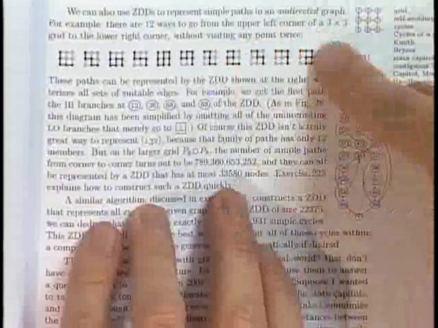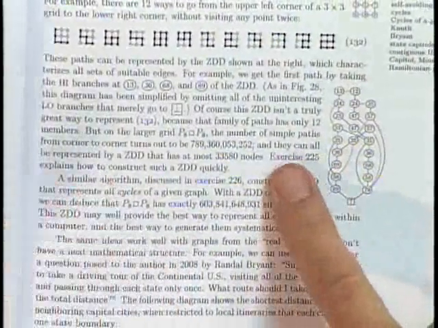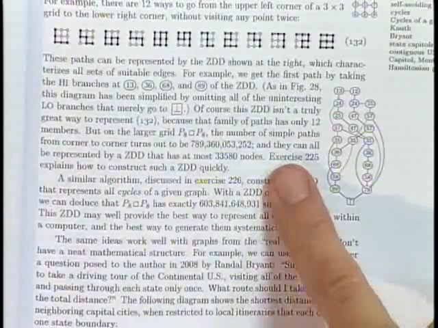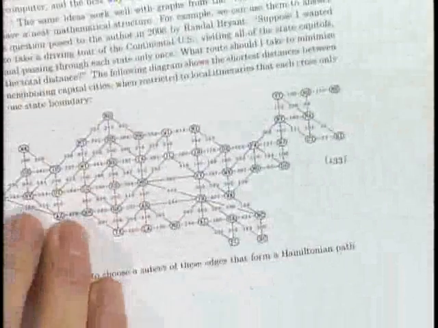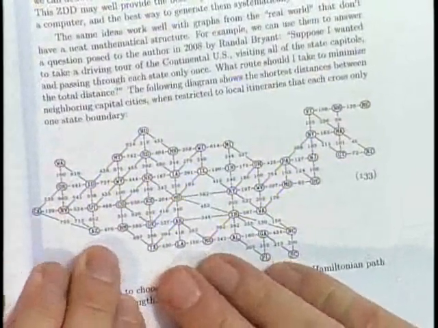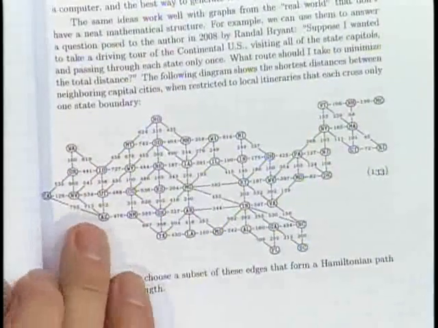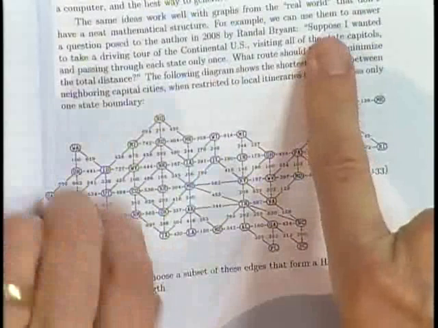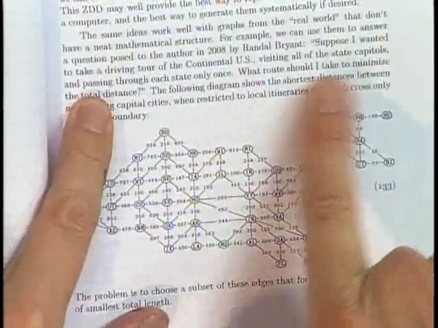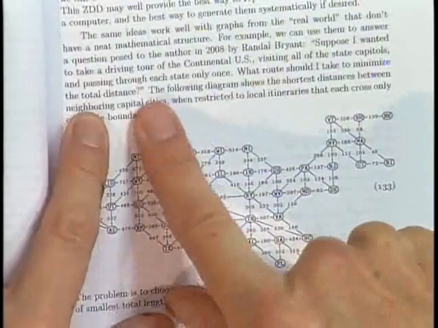This is a ZDD for the 3x3 case, you can solve problems like about paths. And when I showed this to Randy Bryant, who's the guy who invented BDDs, he said, "Okay, Don, how's this for a problem for you? Suppose I wanted to take a driving tour of the continental United States, visiting all of the state capitals, passing through each state only once. What route should I take to minimize the total distance?"